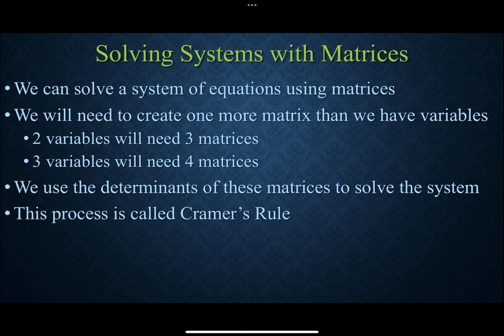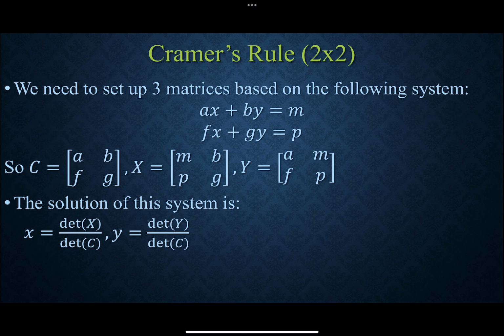Now, when it comes to solving these systems with Cramer's rule, what's going to happen is you're going to create one more matrix than you have variables. If we have a 2 by 2 system, 2 variables, 2 equations, you need 3 matrices. If it's a 3 by 3 system that has 3 variables, 3 equations, you'll need 4 matrices. And we're going to find the determinants for each of these matrices and use that to solve the equation.